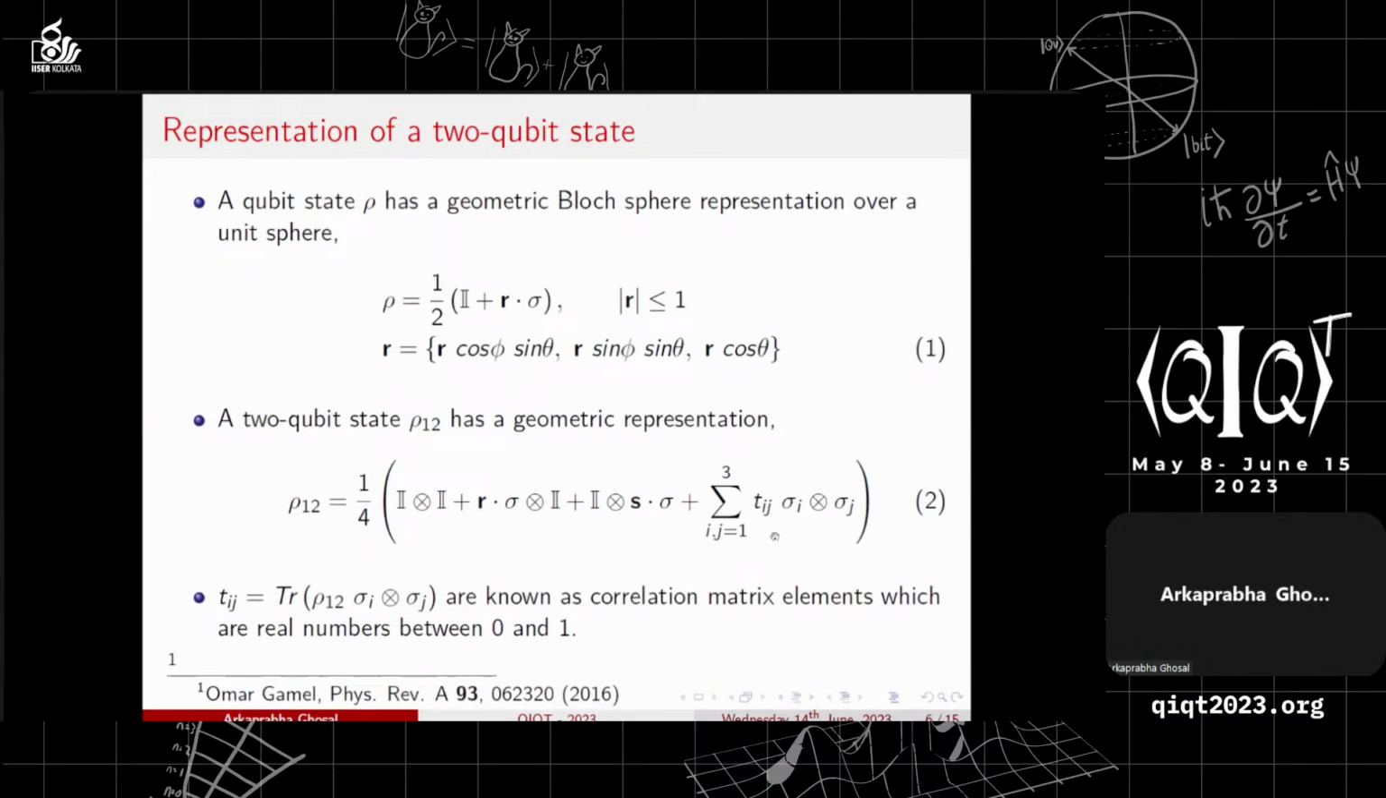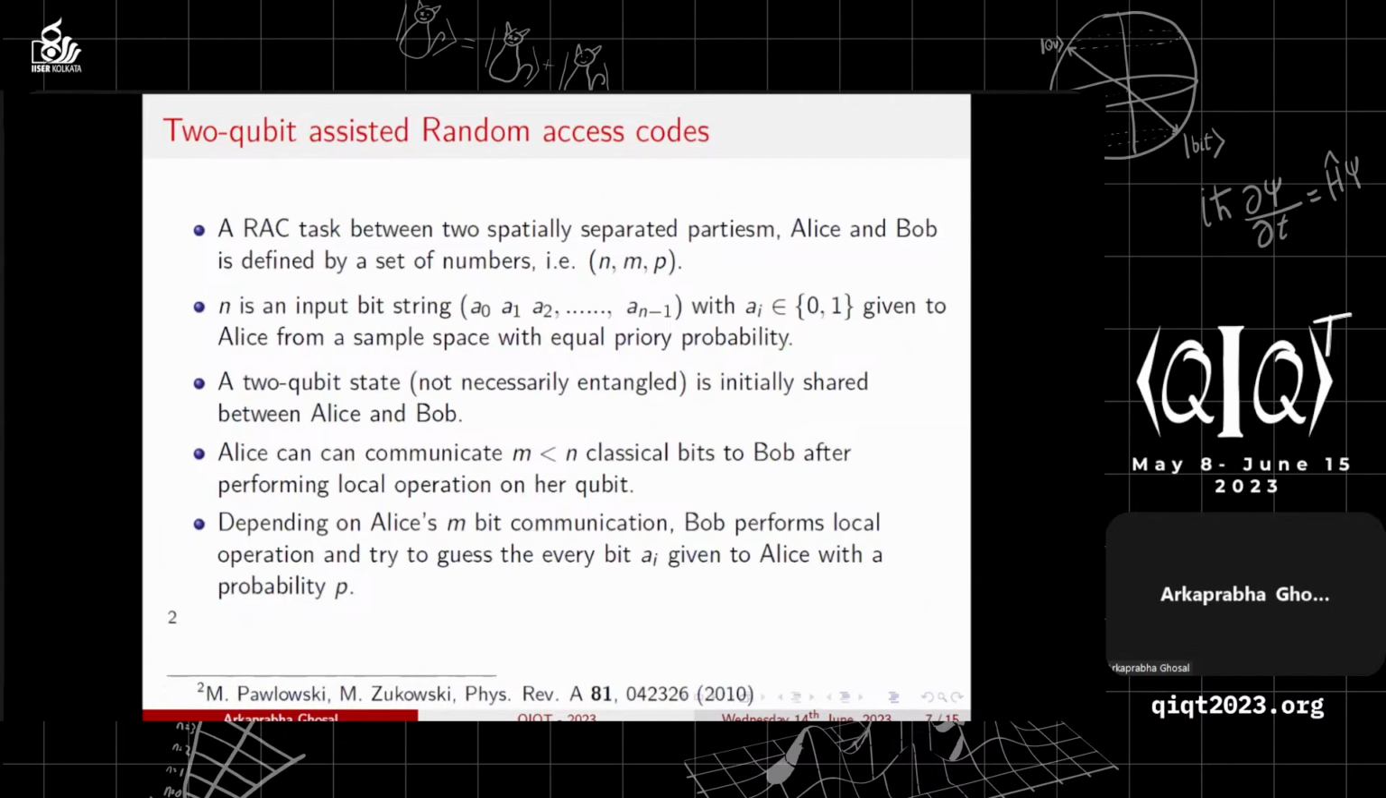This correlation matrix, in general, contains 9 elements, where each of the elements must be real. This correlation matrix contains information about entanglement, about discord, about steering or Bell non-locality, whatever. So they are very vital. Okay, now I have introduced how to represent an entangled state and what is the generic representation of a two-qubit state.